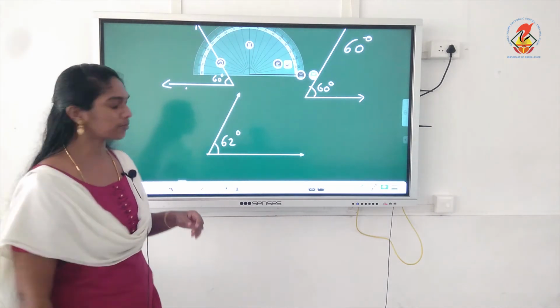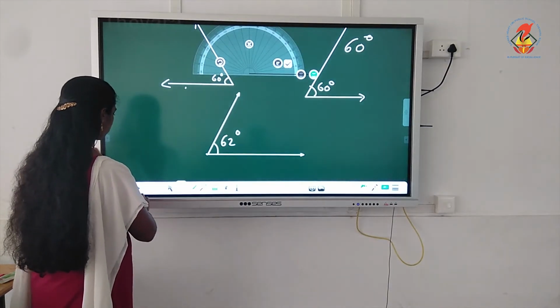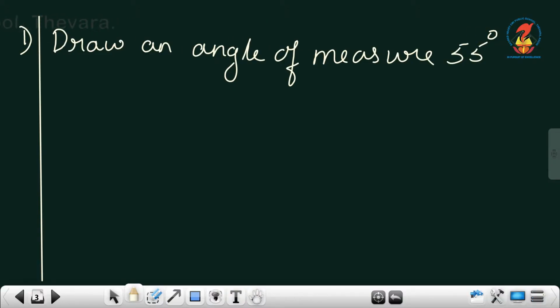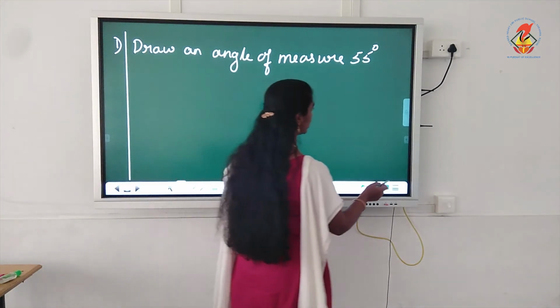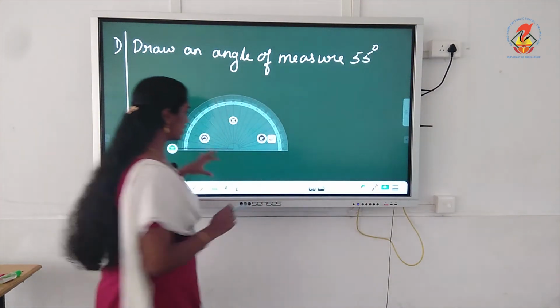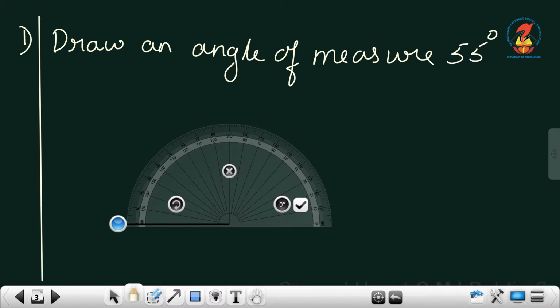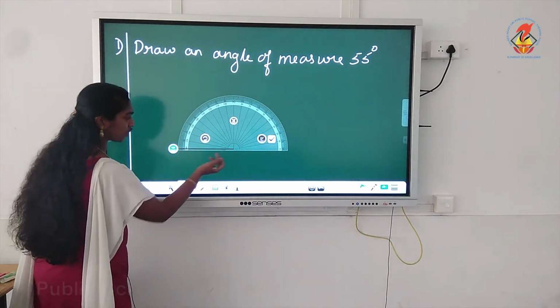Okay, children. Now, we'll do a question. Draw an angle of measure 55 degree. They have asked you to draw an angle of measure 55 degree. So, what I'll do? I'll take the protractor. I don't have to draw a baseline, but you will draw one baseline. So, I already have a baseline. First you draw a baseline. I am going to do this by using the outer scale. Okay. So, I have drawn the baseline.